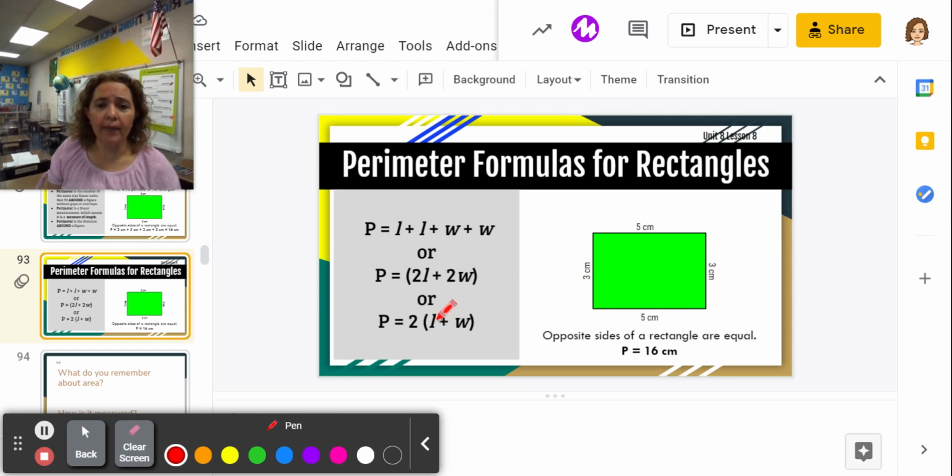Or you can add the length and the width, 5 and a 3, which makes 8, and then multiply it by 2, which gives you the 16. Okay, all different ways of doing it.